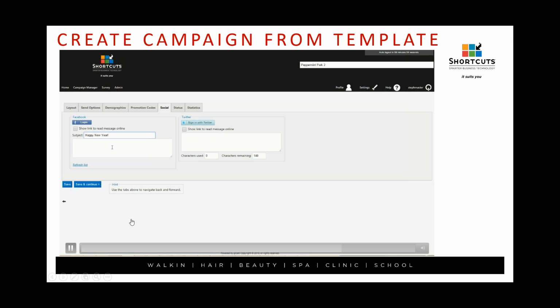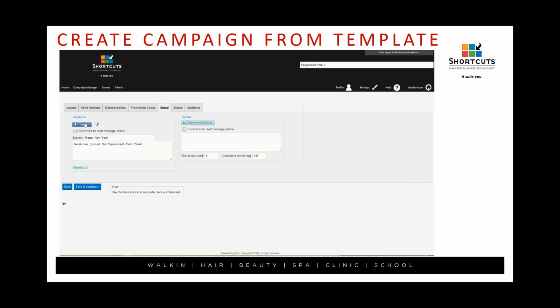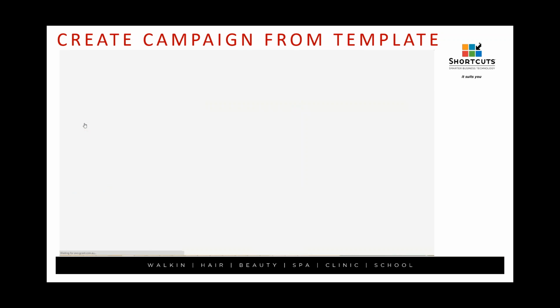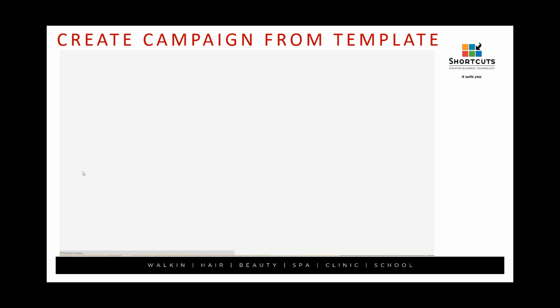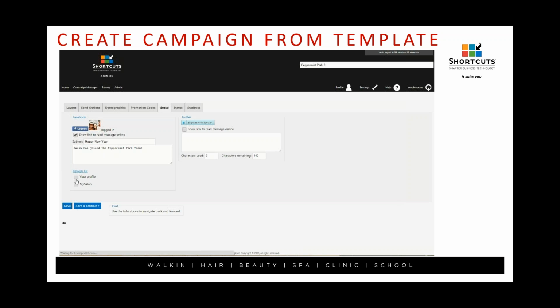So you can see here, I'm just updating the subject and I'm going to put a little blurb in here. Okay, and then I do need to log in. It'll show you're logged in. I also need to click show link to read the message online. And if I refresh the list, I obviously don't want to put it on my profile, so I want to put it to my salon. And then I can go save and continue.